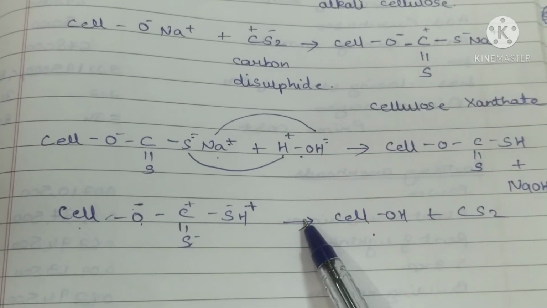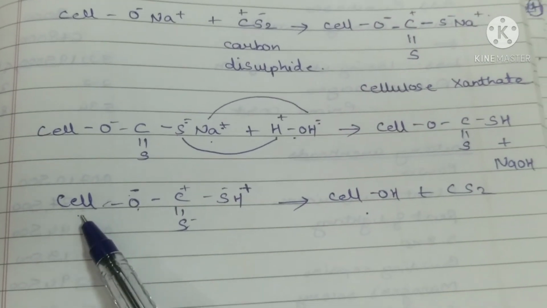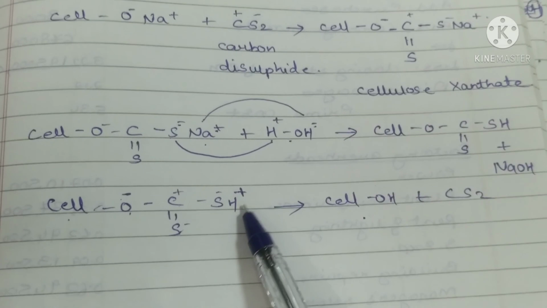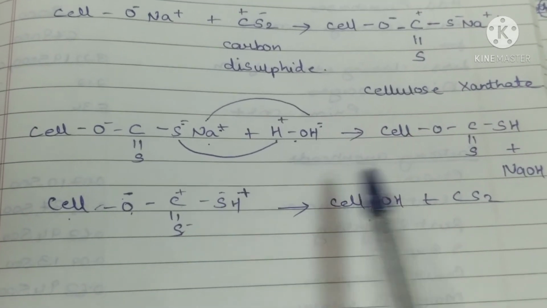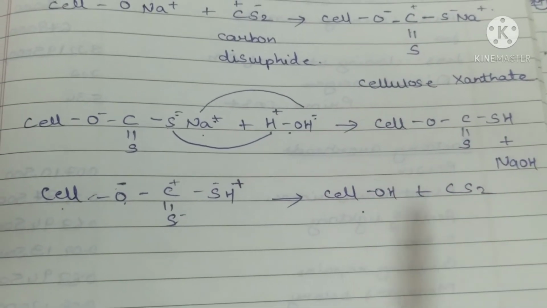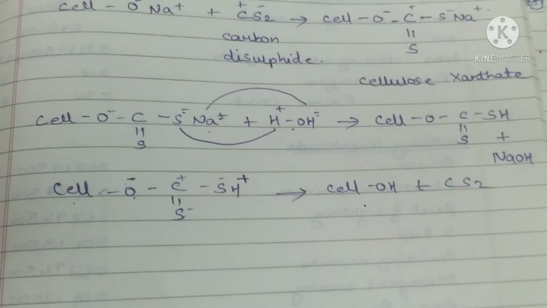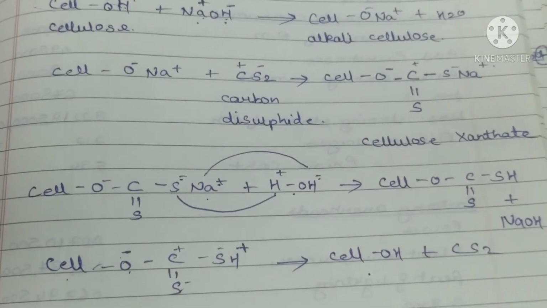We know that cellulose is represented as cell OH. So cell O minus H plus, and then you are left with C and 2 sulfur atoms, so that will give you CS2. So this cell OH which is regenerated is called viscose rayon. I hope the steps are clear to you all.